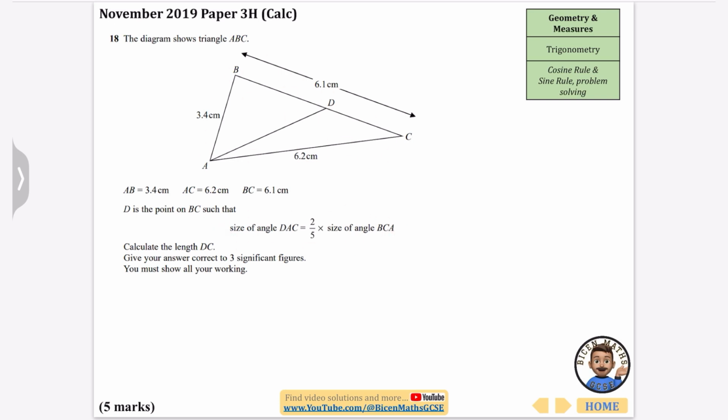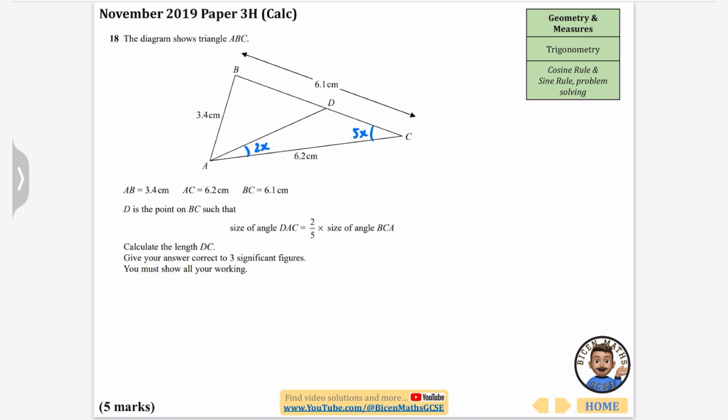It says the size of angle DAC is 2/5 of the size of angle BCA. So I'm going to call this one 5x. And then if I want 2/5 of that, well, a fifth of that is x, which is why I picked 5x. And if you times that by 2, you get 2x. And it wants us to calculate the length of DC that we've got here. We're going to try and calculate that length.